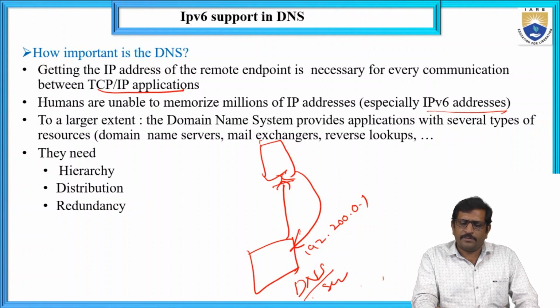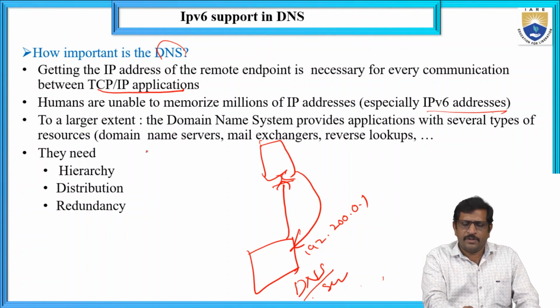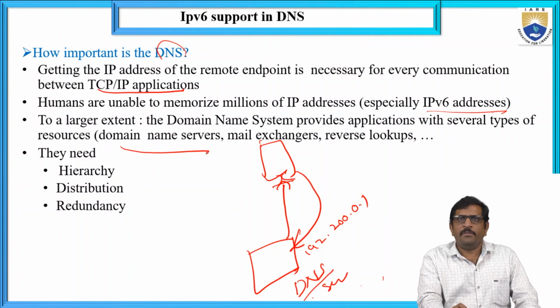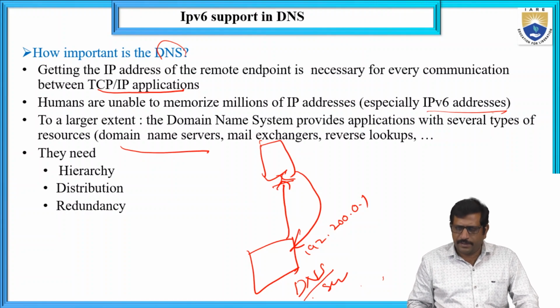These domain name systems, so DNS means domain name systems. These are the domain name systems which provide the applications. It may be the server, main server or sub server. These are the systems which are acting and provide the applications with several types of resources. That means name of the domain server, domain name server, mail exchanger, and reverse lookup. They need hierarchical presentation, distribution and redundancy. These can be presented in a DNS.